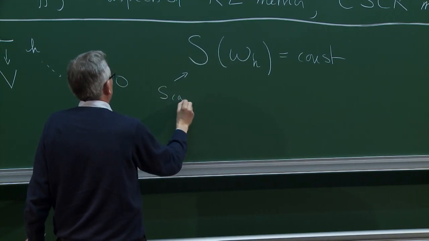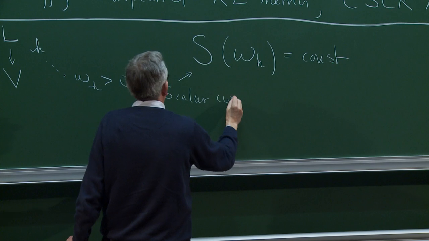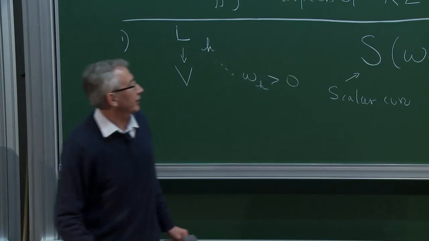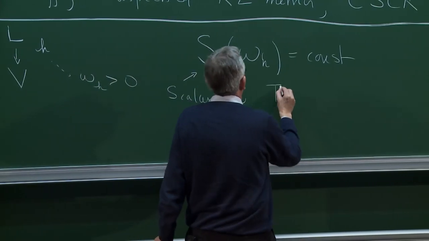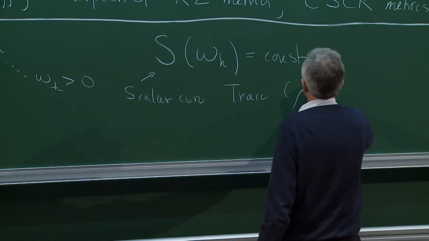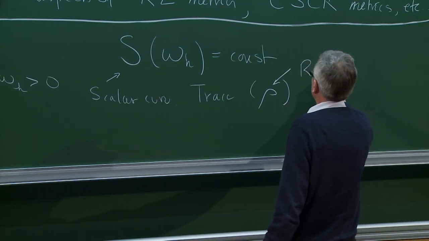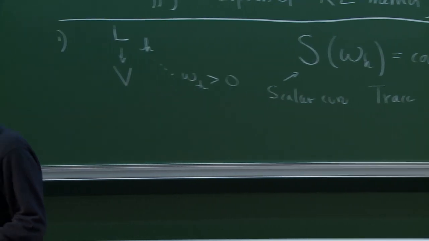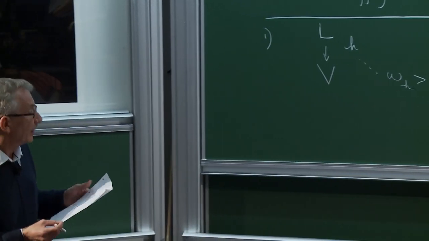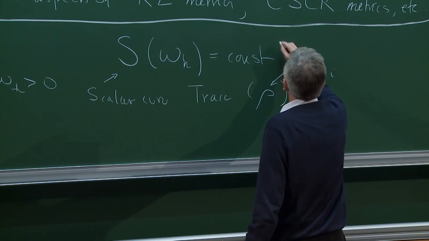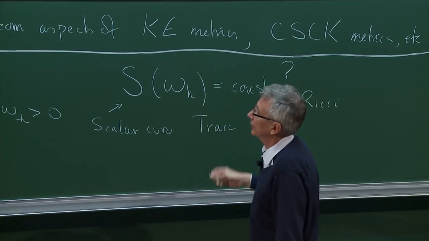This is the scalar curvature, which of course is the trace of the Ricci curvature, which we write as rho. This is the Ricci. We think of the Ricci curvature as a 1-1 form, just like the metric tensor. So this is the general problem of the existence of these things. Can we find such an H?